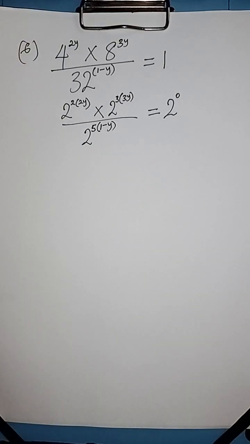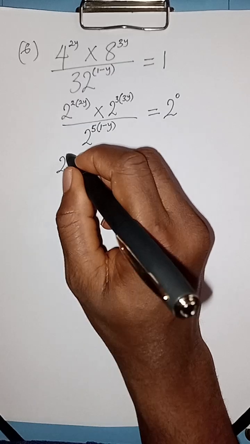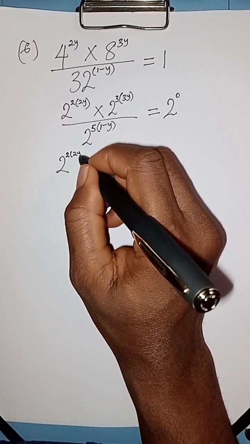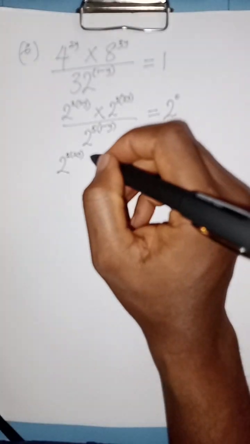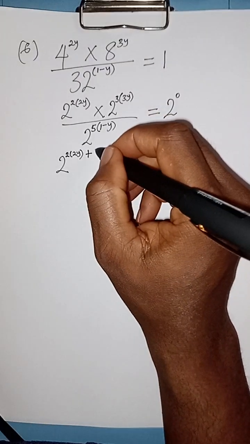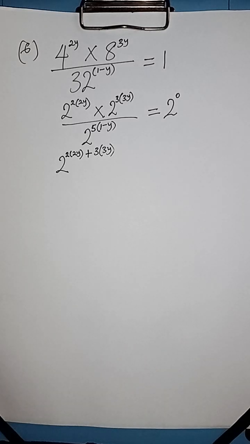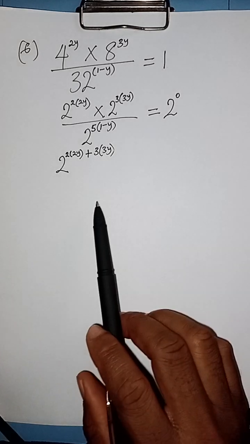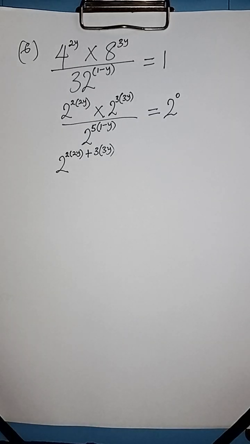Now this part, we have to be very careful. Please, let's pay attention to what I'm going to do. This is 2 raised to power 2, open bracket 2y. Because it is multiplication in indices, if it is multiplication, it is plus. Then 3, open bracket 3y. So remember, the rule is to ensure that at your left-hand side, you have just one base 2, and at your right-hand side, you have one base 2.